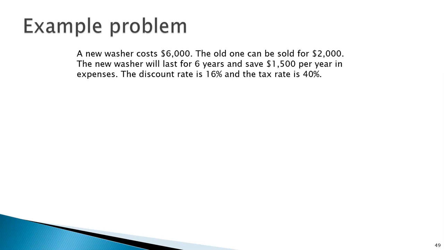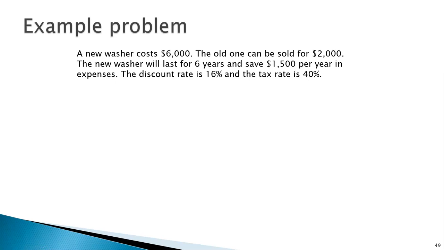All right. The new one will last for 6 years, and it will save $1,500 per year in expenses. So that's all. It doesn't generate any new sales or anything like that, but it operates more efficiently. So it'll save us $1,500 per year in expenses. So that's less money we'll have to spend paying for things. All right. The discount rate is 16% and the tax rate is 40%.